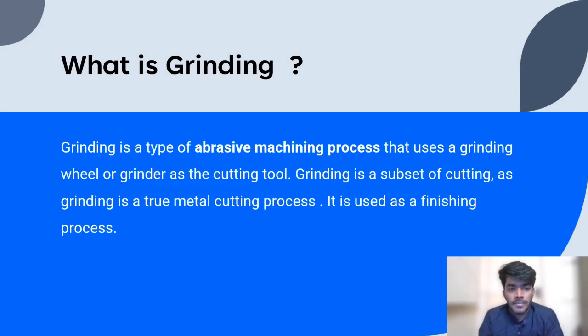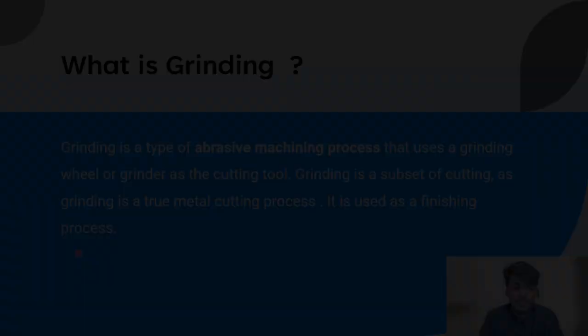What is grinding? We can see that grinding is a type of abrasive machining process in which a grinding wheel is used as a cutting tool. Since there is a removal of metal from the surface of the material, it is called a true metal cutting process. Since there is a removal of material from the metal, it provides a good surface finish, so it is used as a finishing process.